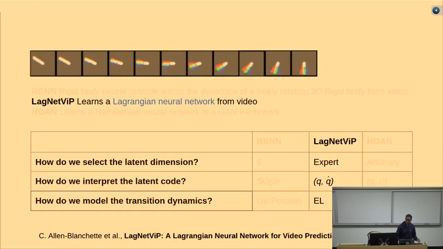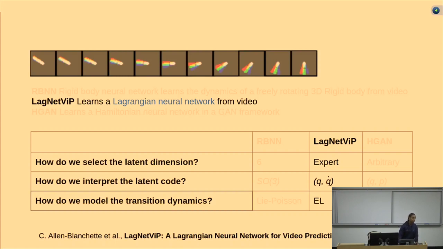Cool. All right, so the next work that I wanted to talk about. In RBNN, we assumed quite a bit of knowledge about the structure of the problem. We knew the configuration space dimension, and we also knew its structure, and we could embed all that information into the latent space and make sure that everything was as interpretable as we could. But I think it's unusual to have all of this information at hand.